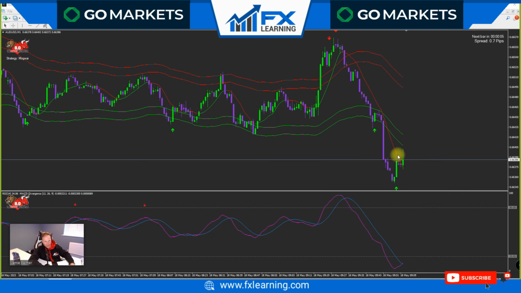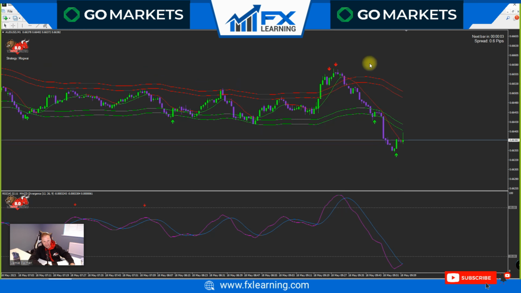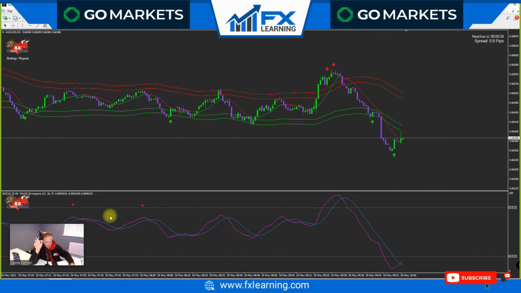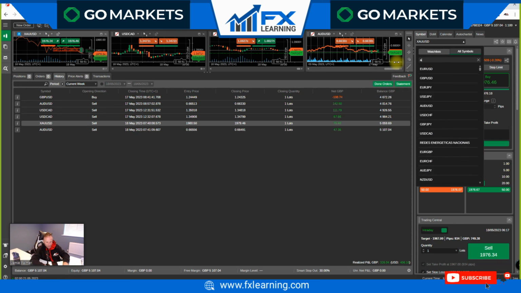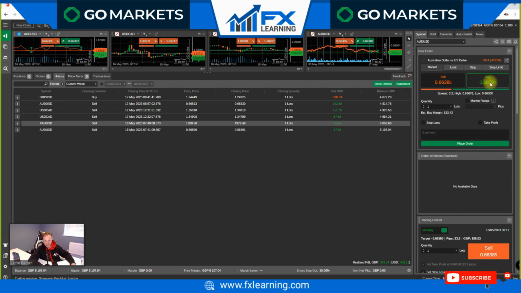Okay, so Aussie US dollar, you see how it's dropped down nicely. Watch this. I'm going to take a counter trend now on Aussie US dollar. I want to show you something that I probably shouldn't show you, but I'm going to show you anyway, because this is my life. So we're going to up the lot size on this.